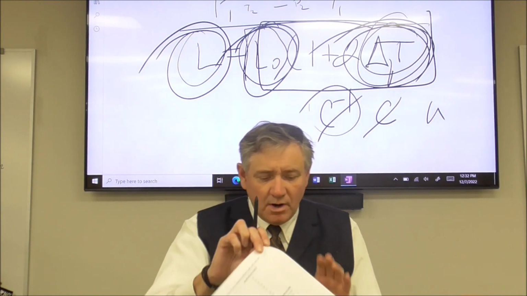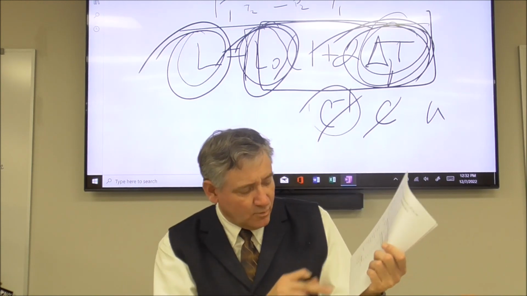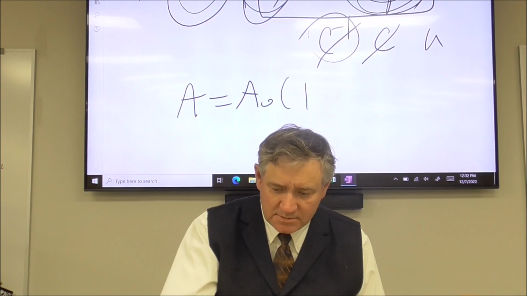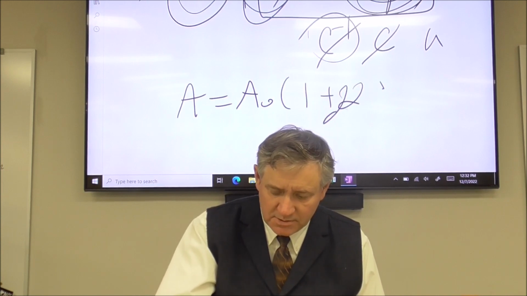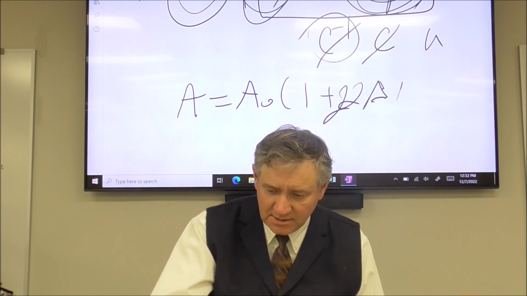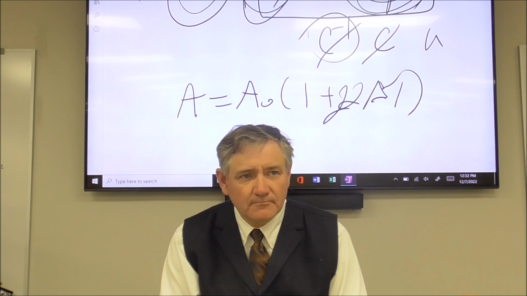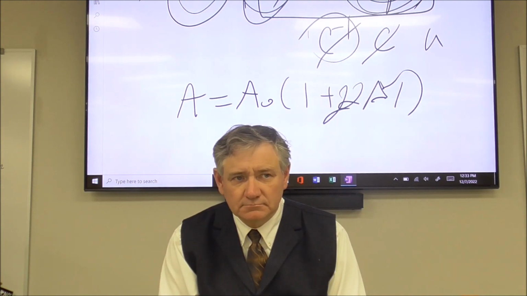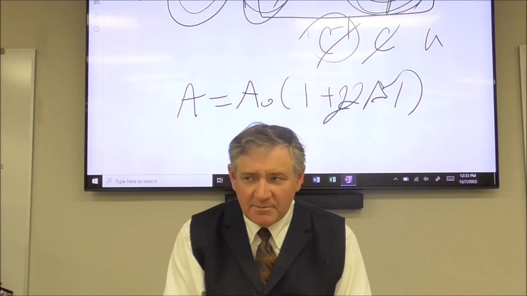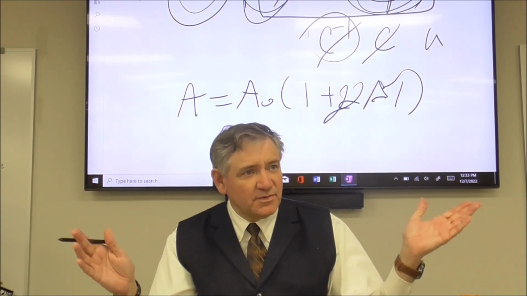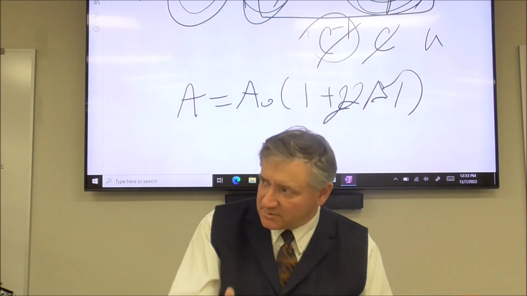Now, you also have area ones down here, where you have area equals area naught times 1 plus 2 alpha delta T. So in area, why do you think there's a 2 in that equation? You're talking area. How many dimensions are in an area? Two dimensions. You have length and width. So therefore, that's why there's a 2 in there.